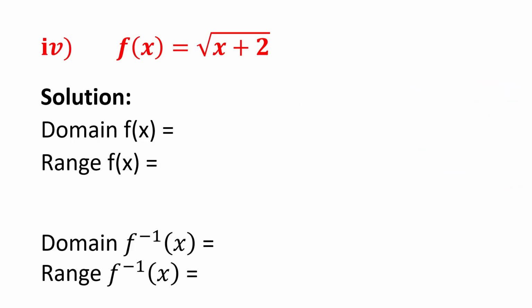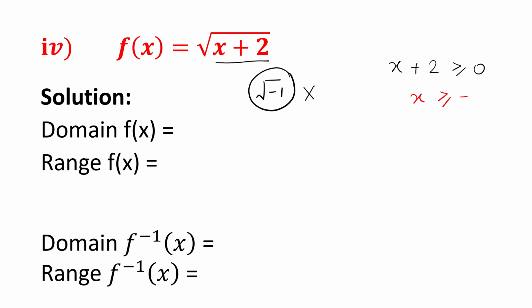Remember, if the function has a square root, we must make sure that the number inside the root is not negative. And the reason is a square root with negative number is no more real. For example, square root of negative 1 is not a real number, it's an imaginary number. That's why the restriction here is that this x plus 2 should be greater than or equal to 0. So x should be greater than or equal to negative 2.